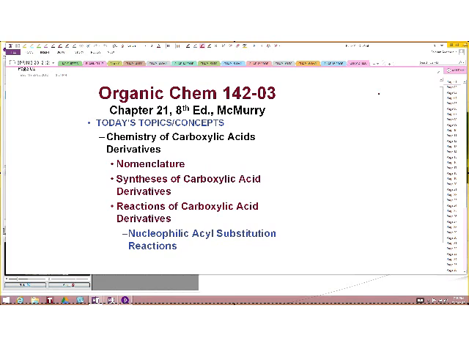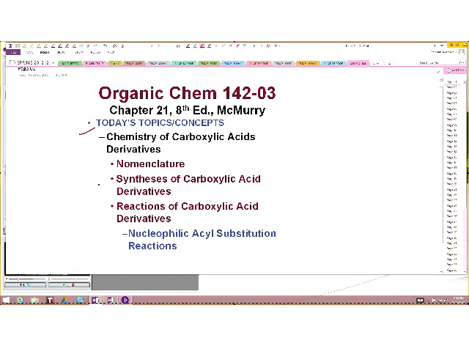At this point we want to start with chapter 21. You will find that chapter 21 is related to chapter 20. Of course, the title of this chapter is the chemistry of carboxylic acid derivatives. In other words, those compounds that are derived from carboxylic acid.